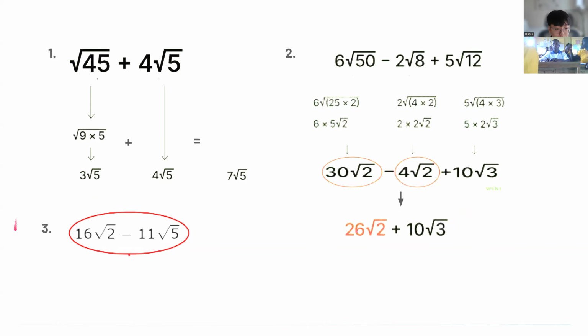Okay, let's look at question 3 as well. This asks to simplify 16 square root of 2 minus 11 square root of 5. But notice that under the square root, it is 2 and 5. We cannot make this simpler, right? We cannot take square root factors out. So that is why it is not simplifiable. We cannot simplify further for this equation.